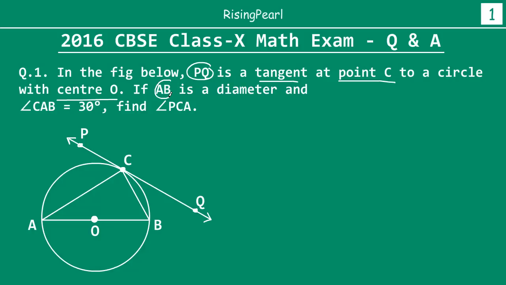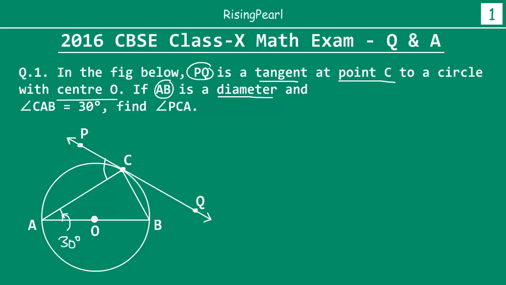Also, AB is a diameter. AB is this straight line. If AB is a diameter and angle CAB is 30 degrees, this angle is given and its value is given as 30 degrees. So given this, find angle PCA. We have to find out the value of this angle, which is angle PCA. So how do we actually solve this question?